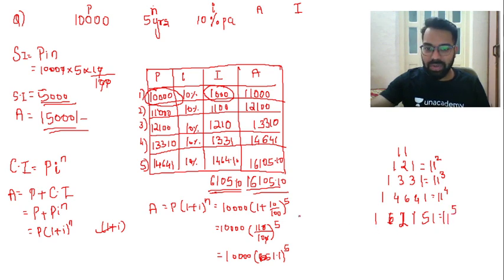So this is how powers of 11 work, and if you put that over here, you get the final answer as 16105.10. This is where you get it from.